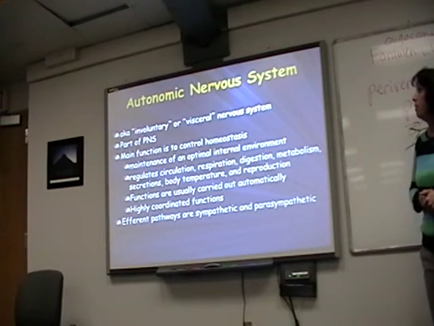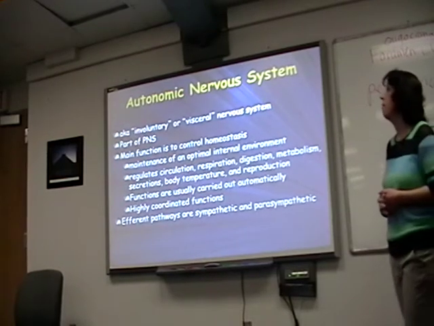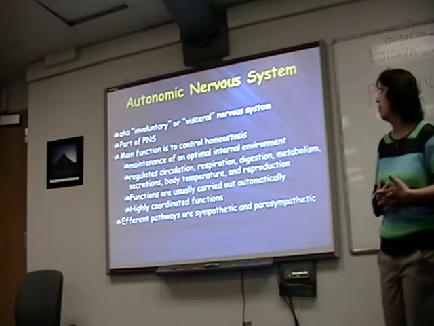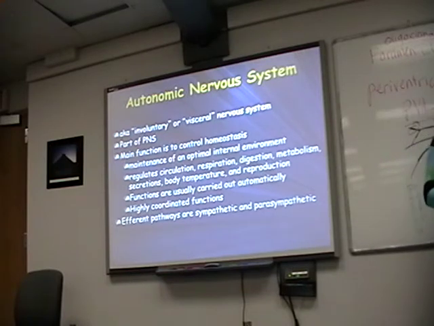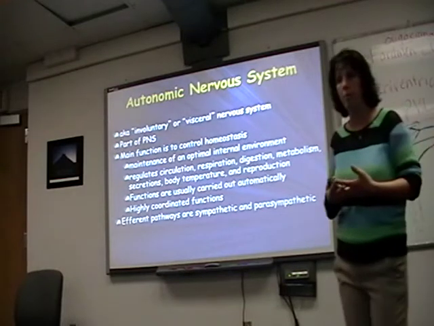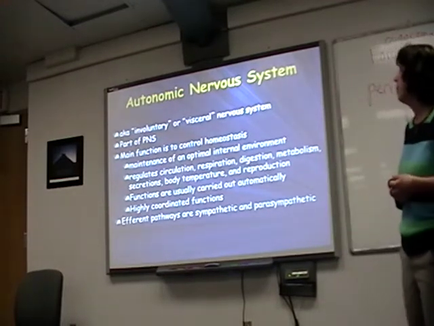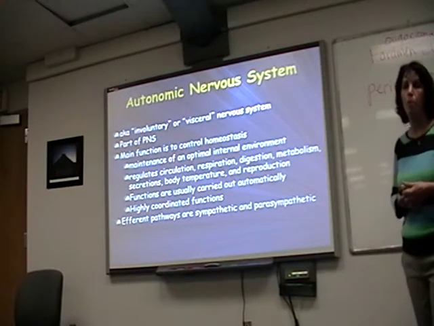There are a lot of other names for the autonomic nervous system. Visceral is one that I prefer. Involuntary, it's part of the peripheral nervous system. So these nerves have Schwann cells on them. Our big function is to control homeostasis.